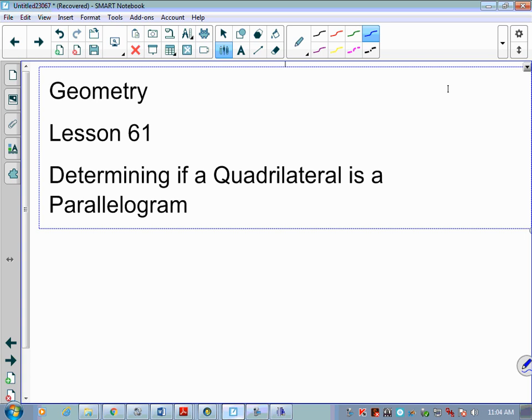Geometry, lesson 61, determining if a quadrilateral is a parallelogram. Essentially, this goes back to the 4 rules of parallelograms that we already looked at. Can anybody tell me what one rule of a parallelogram is? We had 4. Can anybody tell me what one of them is?